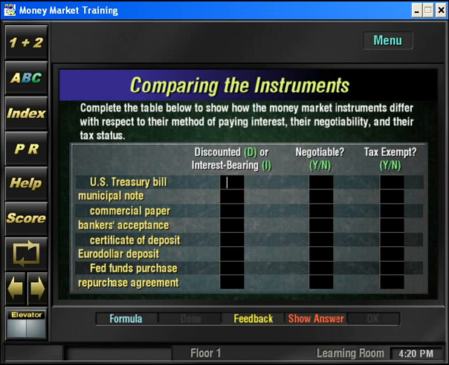Let's compare the instruments. Complete the table below to show how they differ with respect to interest payment, negotiability, and tax status. In the interest column, enter D for discounted or I for interest-bearing. In the negotiability and tax columns, enter Y for yes or N for no as appropriate.